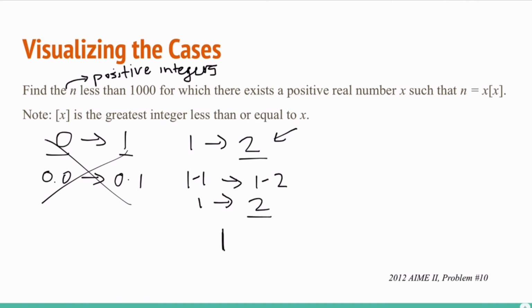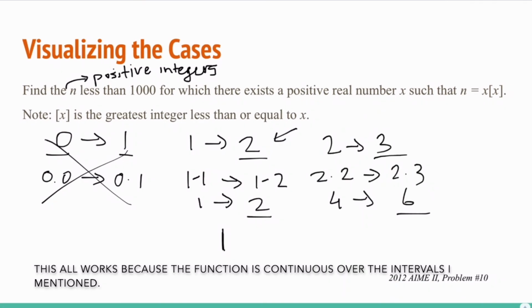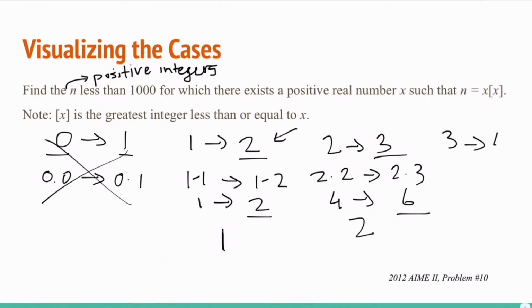Then from 2 to 3, but not equal to 3, we get 2 times 2 to 2 times 3, or 4 to 6, but not equal to 6. So there's 2 cases. And similarly, from 3 to 4, but not equal to 4, we get 3 cases. So we see a pattern here that for every integer x, there's exactly that many n that are possible. So let's try to prove it.